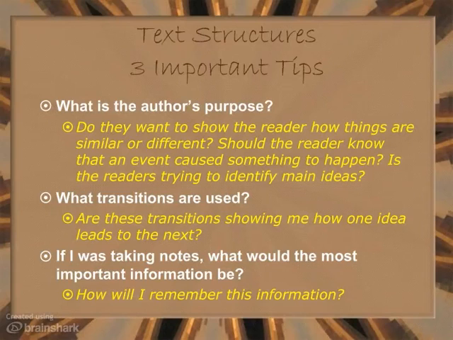So these 3 important tips will help you figure out what text structure you're reading. First of all, what's the author's purpose? Are they trying to show you how things are similar or different? Are they trying to show you how one event caused something else to happen? Are they trying to identify main ideas? Also, look at the transition or signal words and see how they're showing you how it moves from one idea to the next. And your third tip is, if you were taking notes, what information would be important to write down, and how would you remember that information?